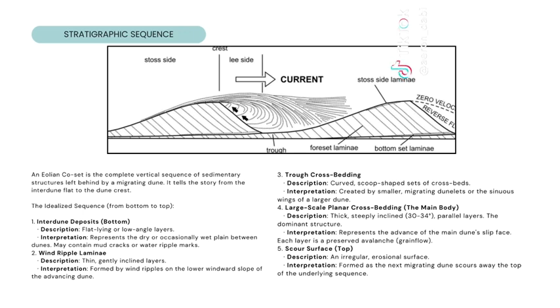The main body of the dune is represented by large-scale planar cross-bedding, which consists of thick, steeply inclined layers showing the advance of the slip face. Finally, the sequence is capped by a scour surface, an erosional layer where newer dunes cut into the older ones. This complete set of layers helps geologists understand how dunes move and change through time.